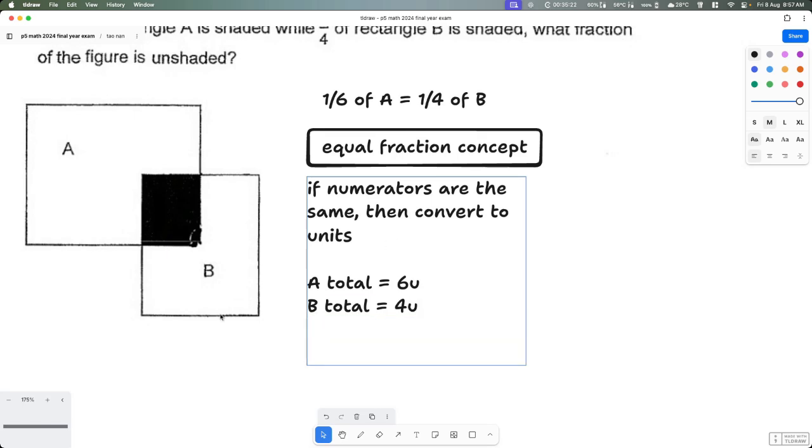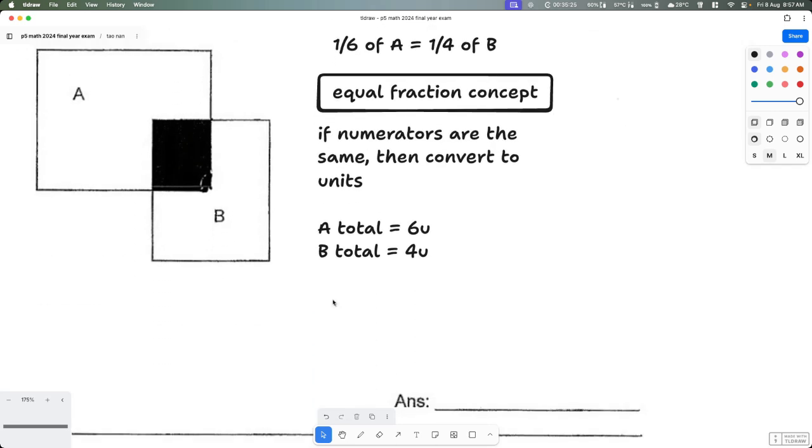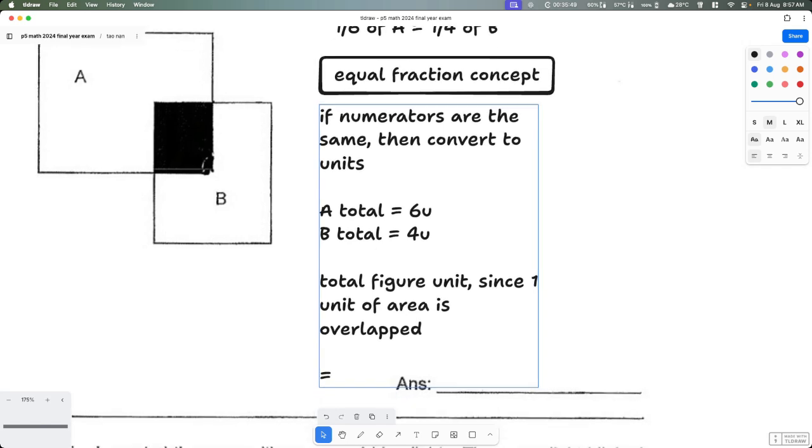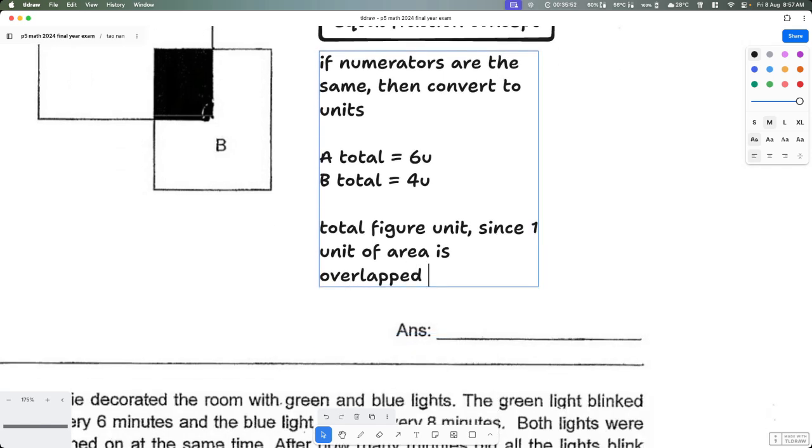Okay. So in this case, what is the total? The total figure units, since one unit of area is overlapped, is equal to 6 plus 4 minus 1, which is equal to 9, right? Total figure unit.